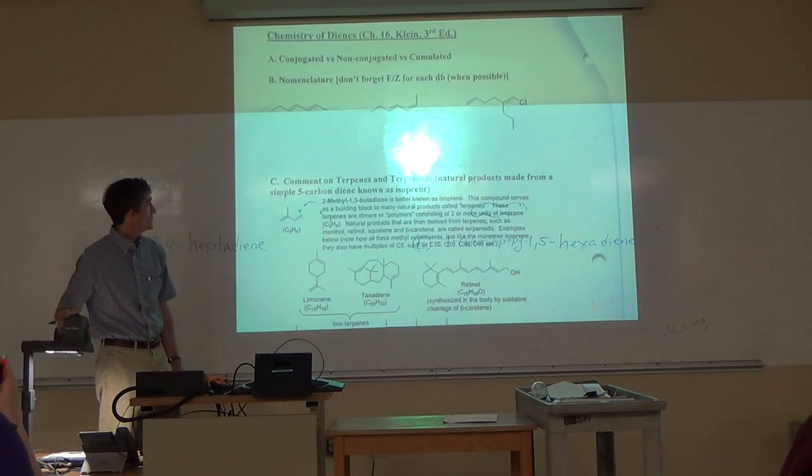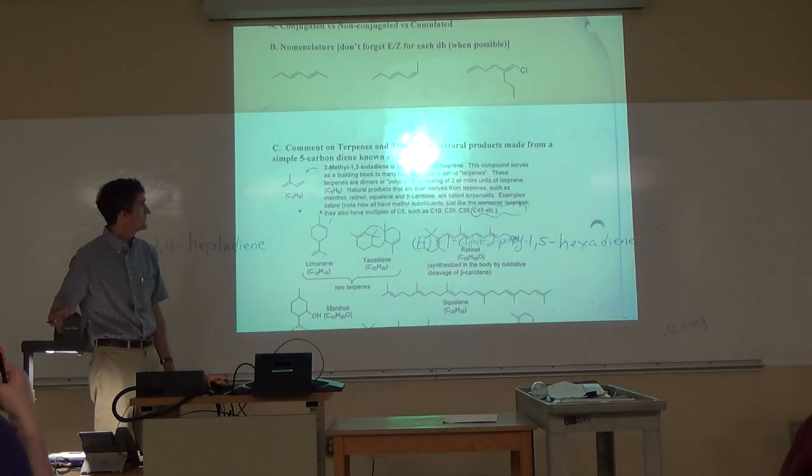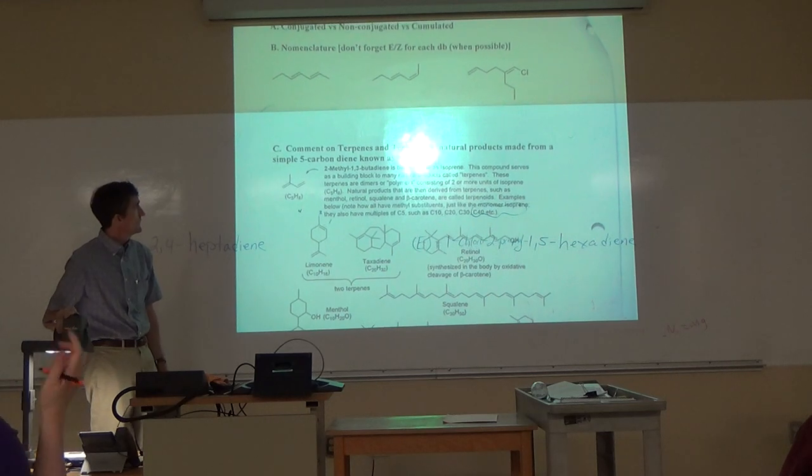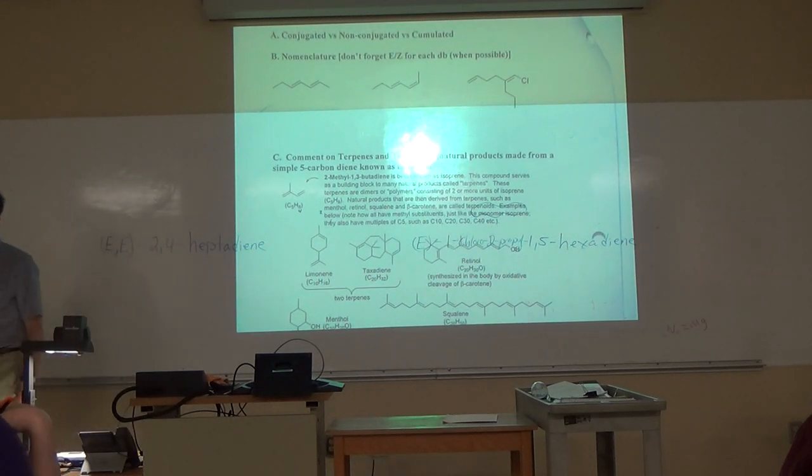Yeah? Terpenes, terpenoids. A type of natural product. Previously we saw alkaloids, natural products. Caffeine is an alkaloid. Morphine is an alkaloid. Strychnine, there's lots of alkaloids. What are those? They have a basic nitrogen, so they're alkaline-like, alkaloid.